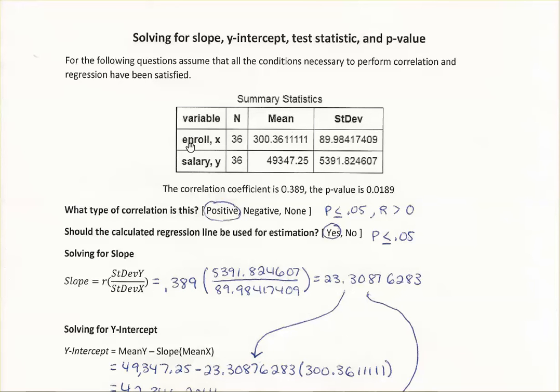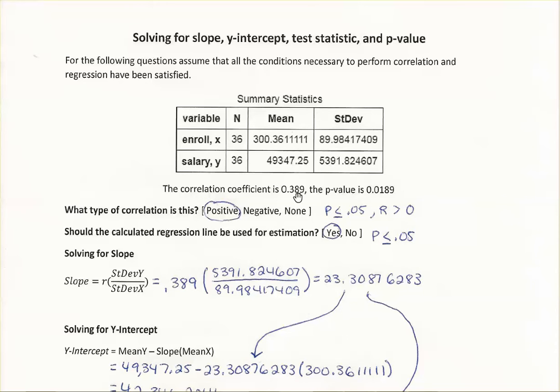Enroll is just the number of extra hours the person has done above and beyond, like professional development hours. So this would be enrollment in professional development hours. 300 is the average number of professional development hours, and salary is the mean salary. For each of the 36 people, we found how many professional development hours they had done and what their salary was. And then this is the mean and standard deviation.